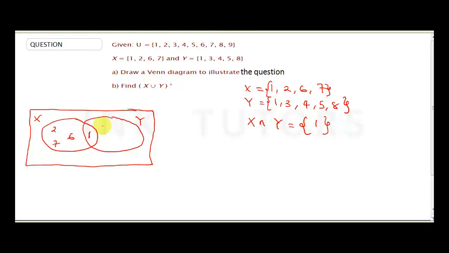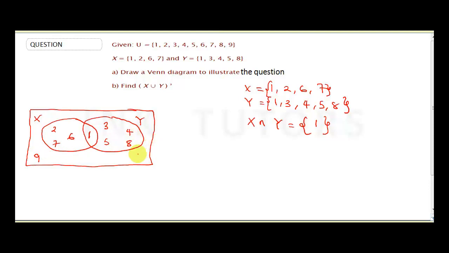Then in Y, we have 3, 4, 5, and 8. Now, let's compare this with the universal set. We have 1, 2, 3, 4, 5, 6, 7, and 8. But 9 is missing. It means 9 is not in X, 9 is not in Y, but 9 is in the universal set. So remember, this is our universal set, so we'll put 9 somewhere.